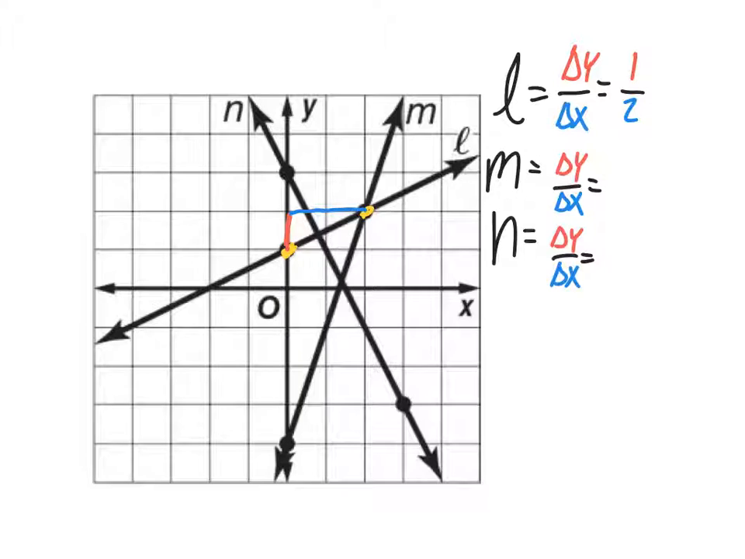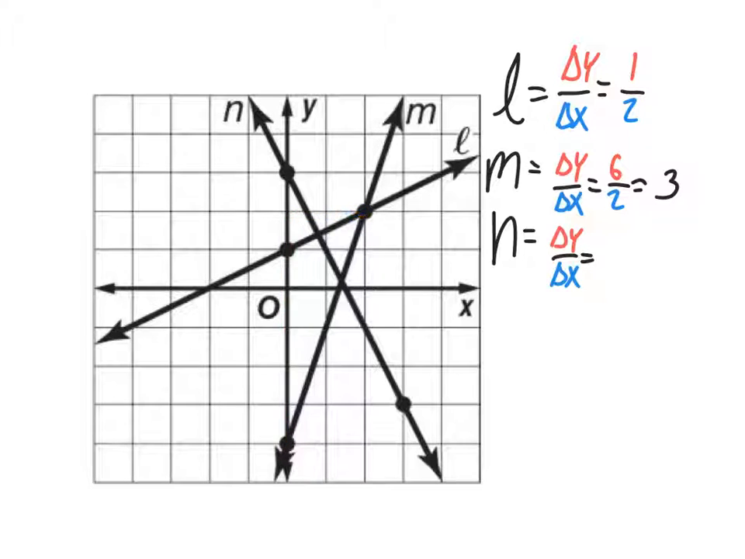Now I'm going to erase this and move on to the next one, just so I don't get anything confused. On line M, we've got a dot there, we've got a dot there. So on this one, my rise, I've got to rise 1, 2, 3, 4, 5, 6. And I have to run 2. And then 6 divided by 2 is 3.